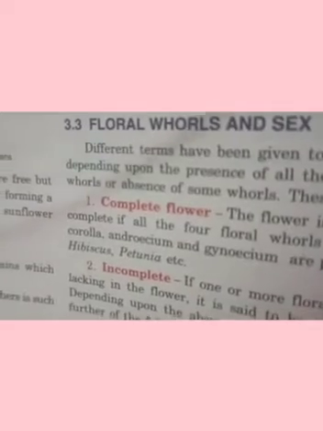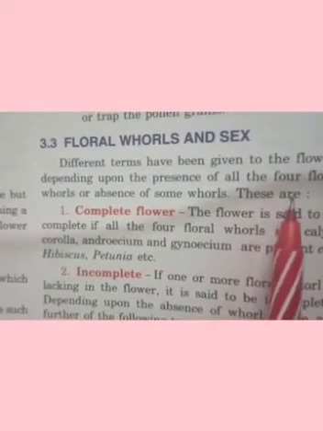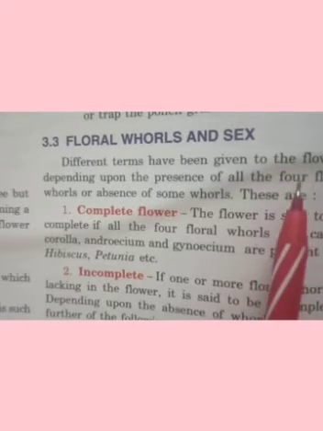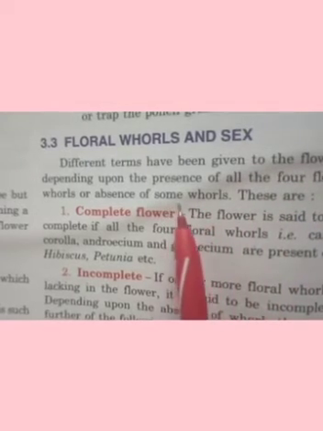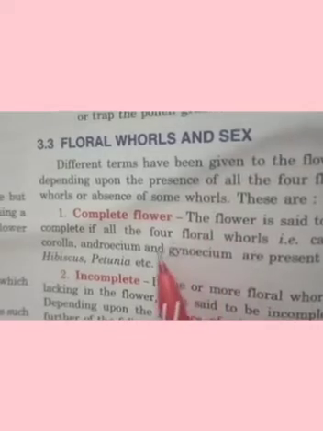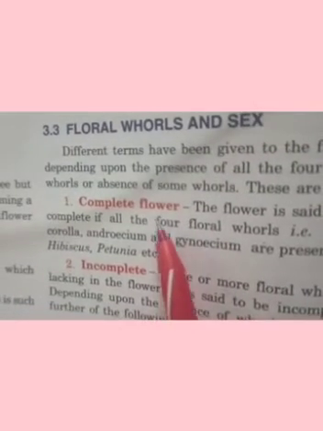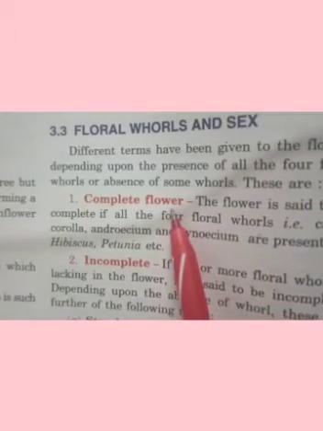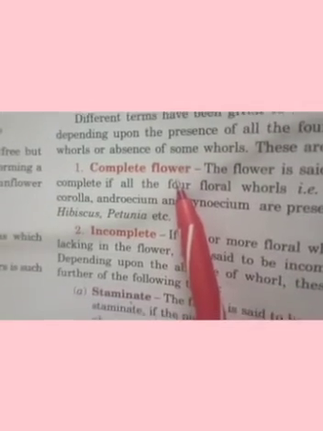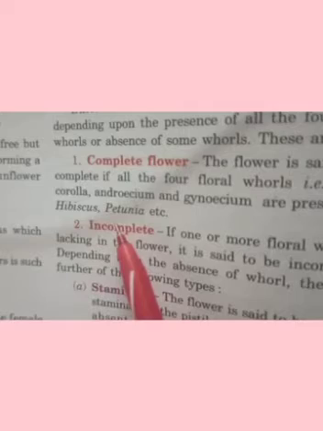Now, depending upon the presence or absence of all these four whorls, flowers are classified into the following types. First is a complete flower. If all four whorls are present, then the flower is called complete flower, like your hibiscus, China rose.